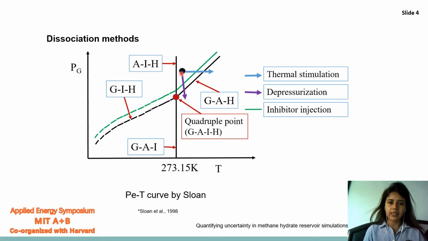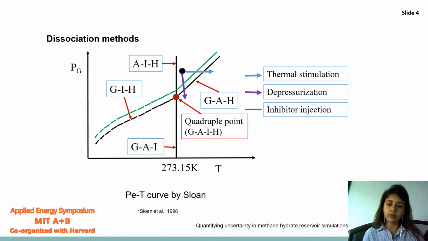In order to dissociate them, we can either decrease pressure, the depressurization method, or increase the temperature, the thermal stimulation method, by injecting warm water or steam. Other than these two methods, we can also inject inhibitors like alcohol. The inhibitors will shift this equilibrium curve upwards by blocking the hydrate formation itself. Or we can inject high pressure CO2 to replace methane molecules, but these two methods are costly. So we mainly work with the thermal stimulation method and the depressurization method.